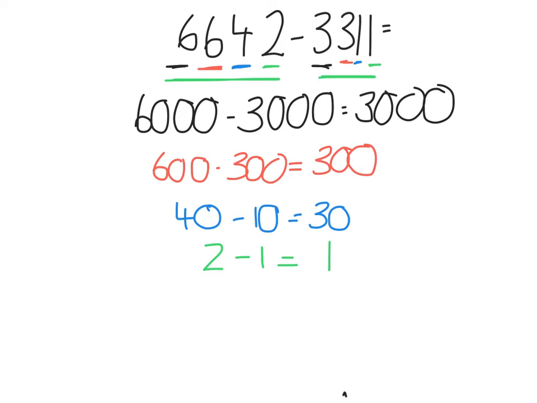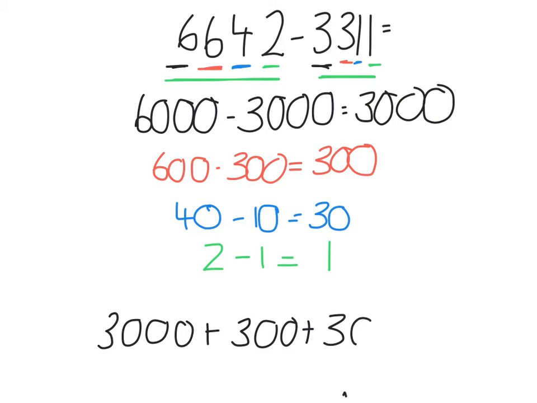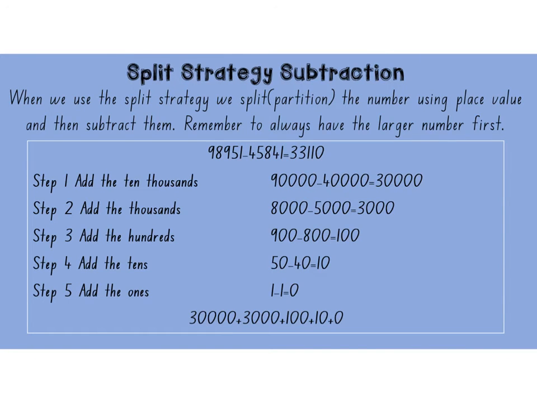Now I need to add them all together to find out my answer. So 3,000 plus 300 plus 30 plus 1 equals 3,331. So that's my answer. Now I'm going to show you how to solve a 5-digit subtraction question. Okay, when we solve a 5-digit number, we're doing the exact same thing.